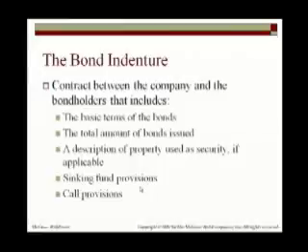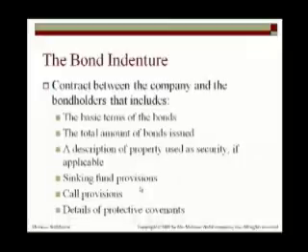Call provisions are provisions that allow the corporation to call the bond, or in other words say, look, we want the bond back, we're going to pay you a certain amount and we're going to take the bond away from you. And then bonds have protective covenants, and there are two kinds. There are restrictive covenants and there are affirmative covenants. Just what it sounds like. Restrictive covenants tell the company what it can't do, and affirmative covenants tell the company what it has to do.